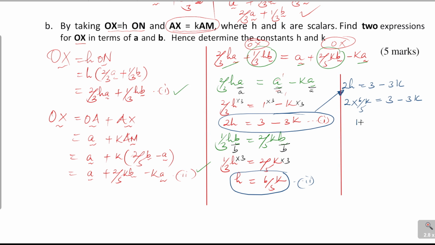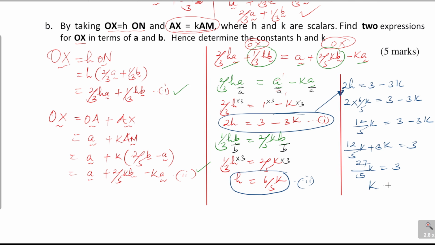So this gives 12/5k is equals to 3 minus 3k. Like terms together. So you have 12/5k, then bring negative 3k to the left hand side. You have plus 3k is equals to 3. So you add these, 12 divided by 5, 12 plus 3, that gives 27/5. So that one gives 27/5k is equals to 3.